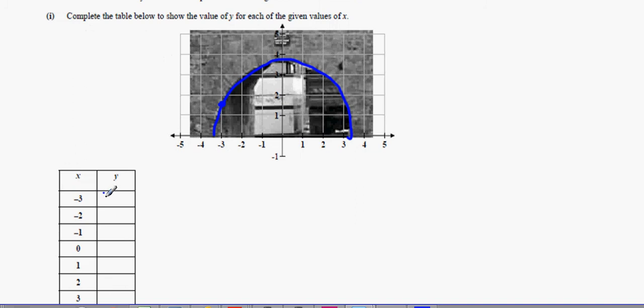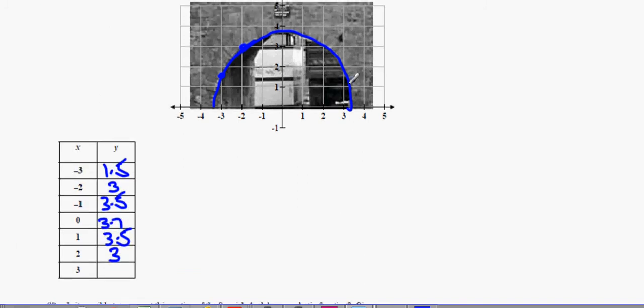So what we're going to get is the first one is minus 3, and it's going to be 1.5. Minus 2, and it should be around 3. Minus 1 is 3.5. It's going to be 0 around 3.7. 1 is going to be around 3.5. 2 is around 3. And finally 3 is also around 1.5.